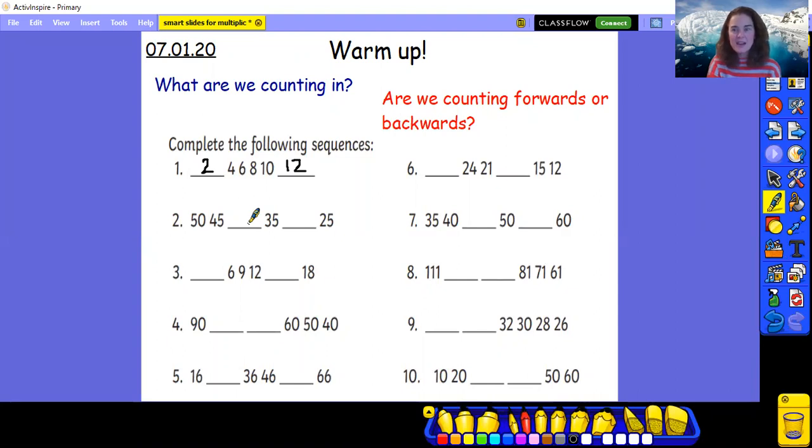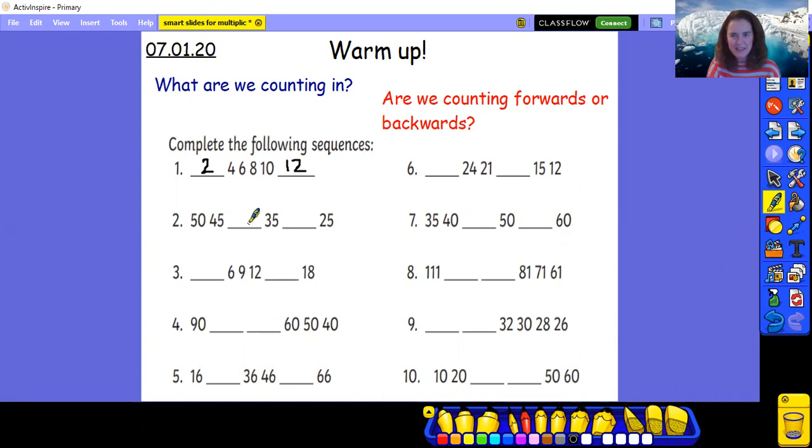Okay, so let's have a look at the second one. So have a look at the numbers. What do you think we're counting in? Look at the clues. Look at the second digit. So look at the ones digit. It's got a 0 in there. We've also got some 5s. So what clue does that give you? You're right. We're counting in 5s. Okay. Now we've got 50 and we've got 45. So are we counting forwards or are we counting backwards? Yes, we're counting backwards this time.